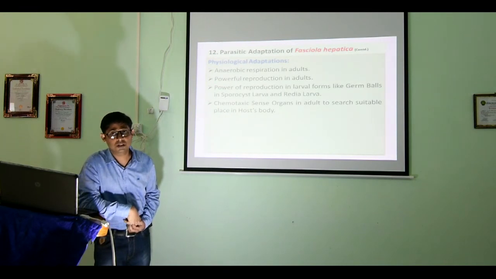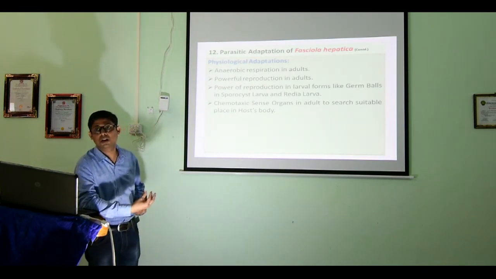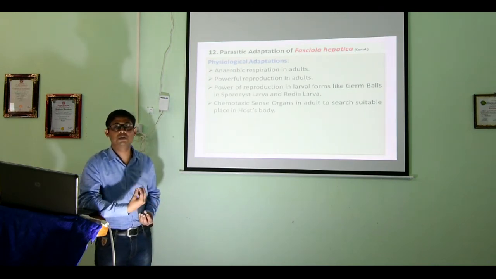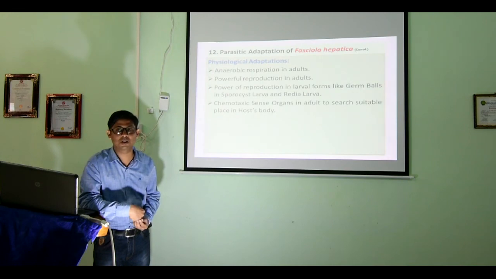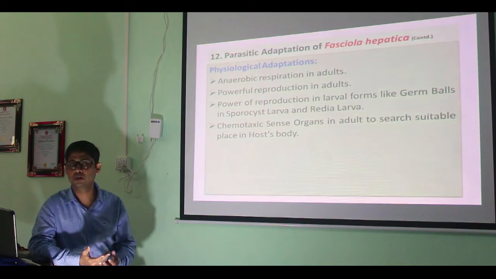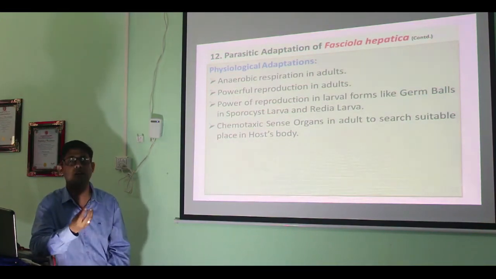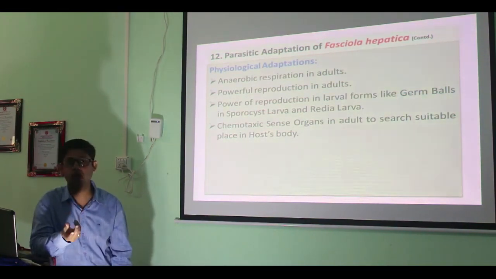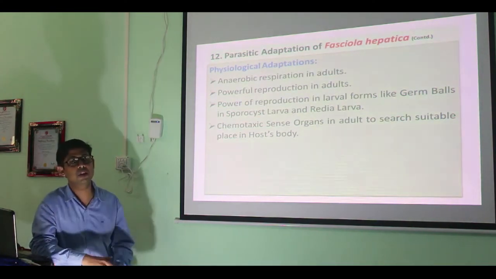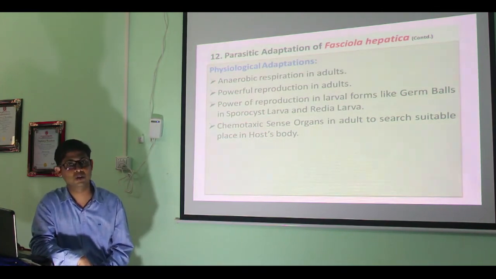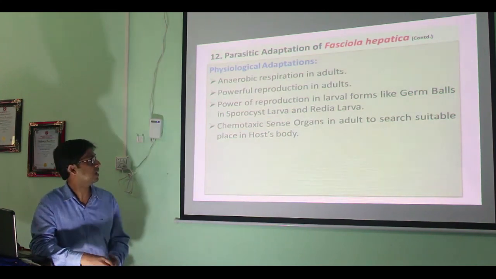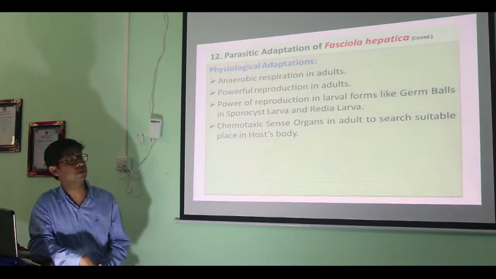In larval forms, there are germ balls in the sporocyst larva, and again in the redia larva. The germ balls in the sporocyst larva give rise to numbers of redia larvae. In the redia larva, there are germ balls which develop into cercarial larvae. Within a single sporocyst larva, you can get 4 to 10 redia larvae. A single redia larva can give rise to 15 to 20 cercarial larvae. So from one individual we can get many next-generation individuals. So there is power of reproduction in larval forms also.